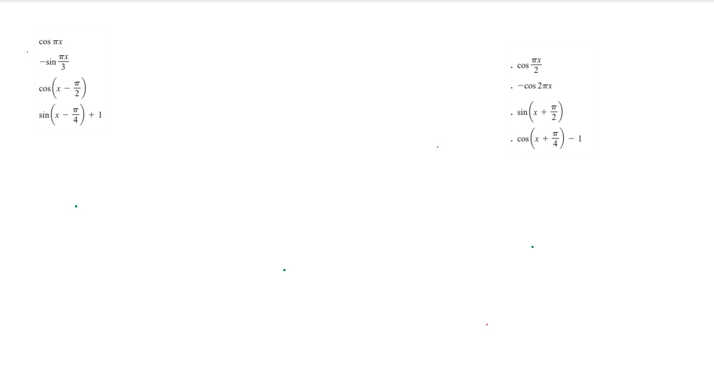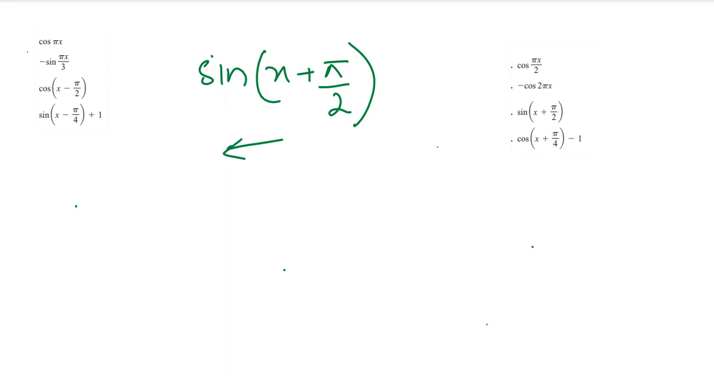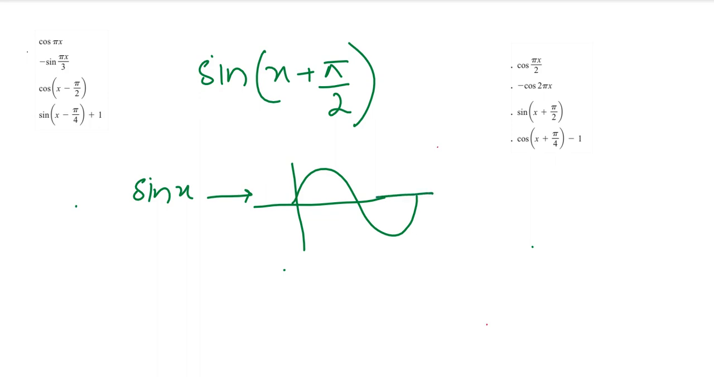Again, we have a sine function over here, sine x plus pi by 2. There is an addition inside the function, and that addition shows that we have to move the graph to the left side by a factor of pi by 2. We know the original graph of sine x; we have to move it to the left to this midpoint.